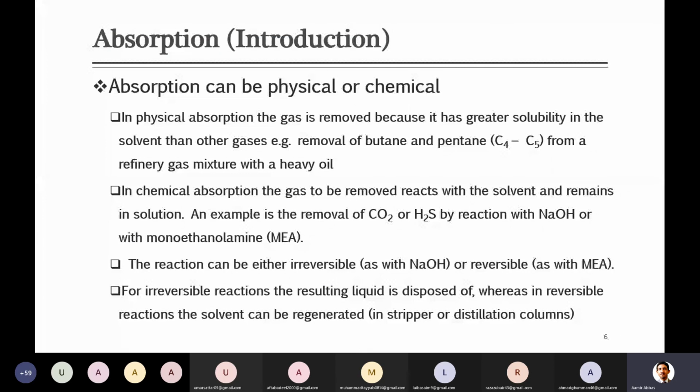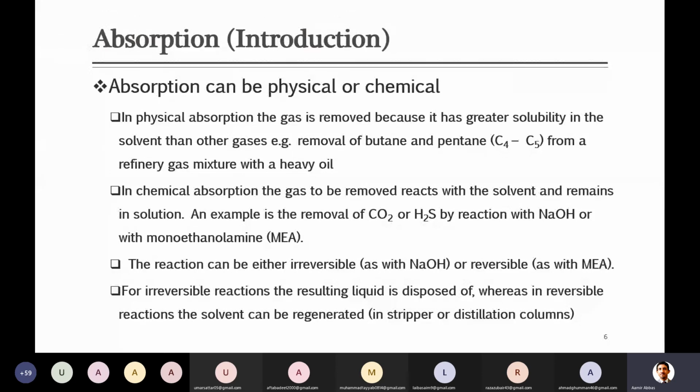If you want to even reverse it, that will be either too costly, or that will also not regenerate the liquid. It will be broken down into something else. So in those cases, when it is irreversible, you will always need new liquid. But in case of reversible reactions, we usually regenerate the liquid. And how can we regenerate? In a stripper or distillation column. And in that case, maybe not only with the help of passing some gas, sometimes you will need extra assistance in terms of heating, so you can regenerate those liquids.